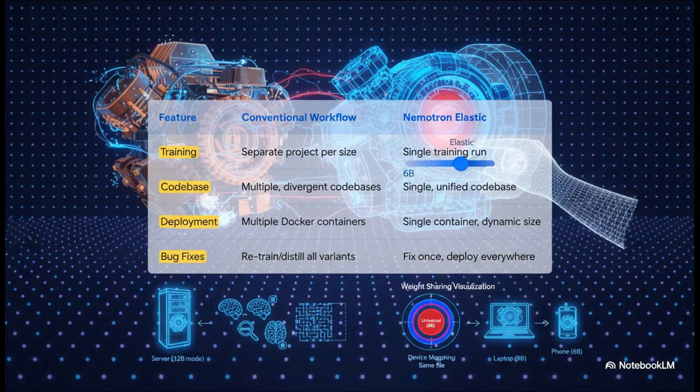Okay, now this table really lays out the two different worlds we're talking about. On the left, you've got the conventional way, the pain we all know. A separate training project for every size, which means your code bases start to drift apart, you're maintaining multiple Docker containers, and the worst part, you find a bug in one, and you have to go back and retrain or redistill every single variant. But then look at the right, the promise of Nemotron-Elastic. One training run, one code base, one container. And a bug fix? You do it once and it's fixed everywhere. It's a completely different way of thinking.